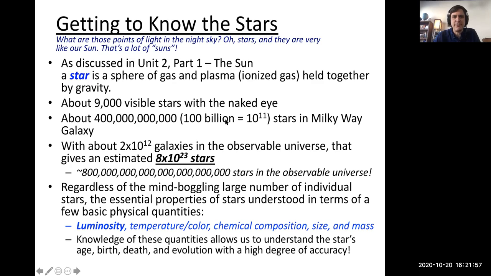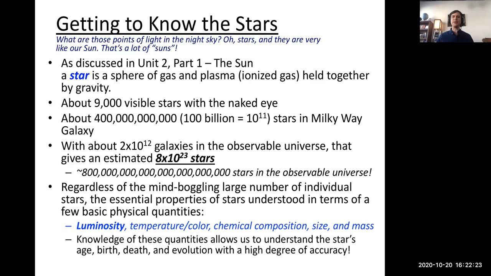So we would have, let's just actually do the actual numbers. So let's take 4 times 10 to the 11th. So 400 billion times 2 trillion gives me an estimate of about 8 times 10 to the 23. Just so you can see how big that number is, here's an 8 with 23 zeros after it. Number of stars in the observable universe. And our task is to understand them all. You might be thinking, what the heck, Dr. Lindsay?